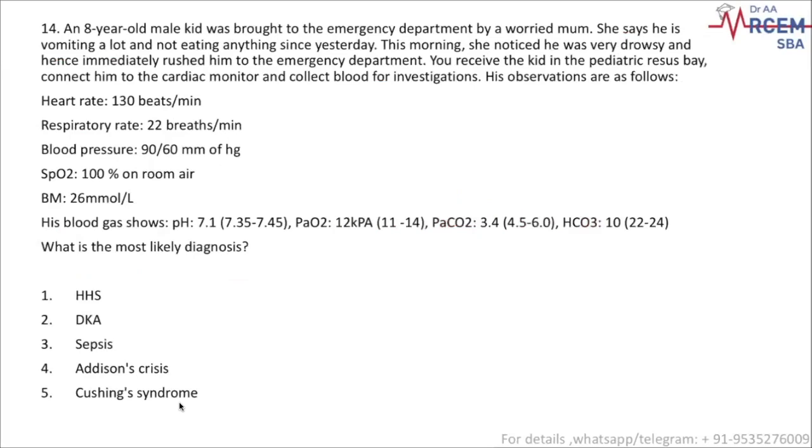An 8-year-old kid was brought to the emergency department by a worried mom. She says the child has been vomiting a lot and not eating anything since yesterday. This morning, she noticed that the kid is very drowsy, hence immediately rushed to the ED. You received the kid in the resuscitation bay, connected to the cardiac monitor, and got blood investigations done. These are the blood investigations you have. Acidosis is present, so the pH is less than 7.3.